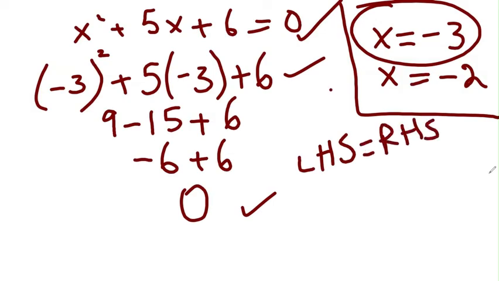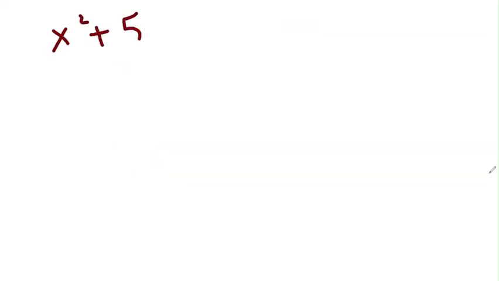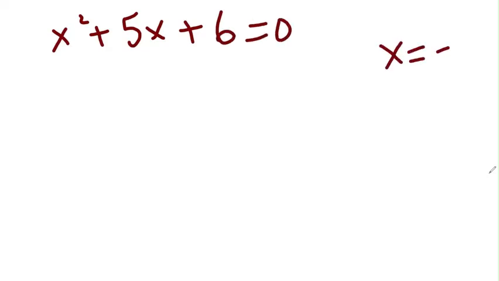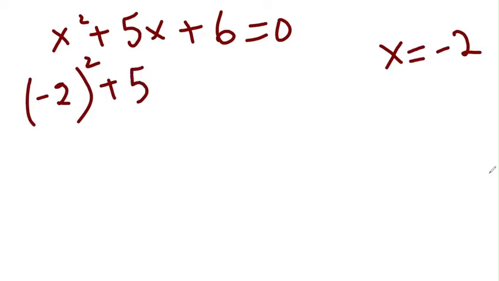Now we are going to substitute X is equal to negative 2 in the given quadratic equation. Let's start with that. X squared plus 5x plus 6 equal to 0. What are you going to substitute? X is equal to negative 2. Come on, let's do it. Negative 2, the whole square. Again, X is negative 2 plus 6. We have to calculate and see whether 0 is coming or not.